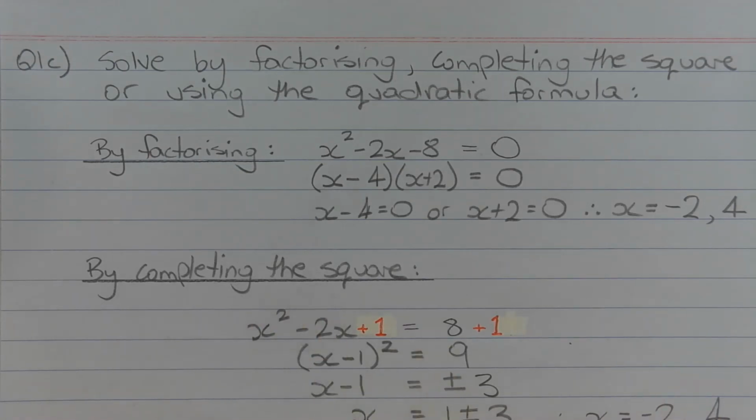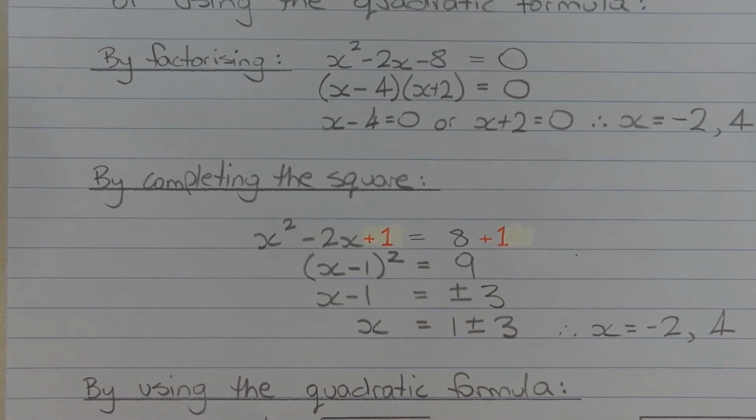By completing the square, firstly, add 8 to both sides of the equation, so we have x squared minus 2x is equal to 8, and then to complete the square, take this term here, which is the middle term, halve it, and then square it. So half of negative 2 is negative 1, and squaring negative 1, you get positive 1.